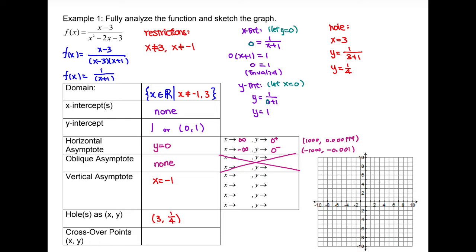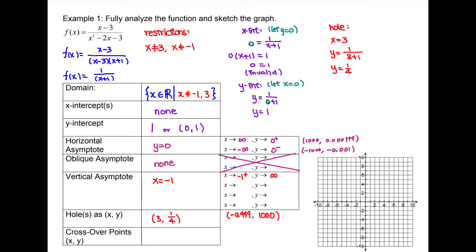Let's check the end behavior of the vertical asymptote. When the function is approaching the vertical asymptote from the right, we say x is approaching negative 1 plus. Then, we let x be negative 0.999 and substitute into the function to find the y value. We get a y value of 1000, which means y is approaching positive infinity when x is getting closer to the vertical asymptote from the right-hand side.